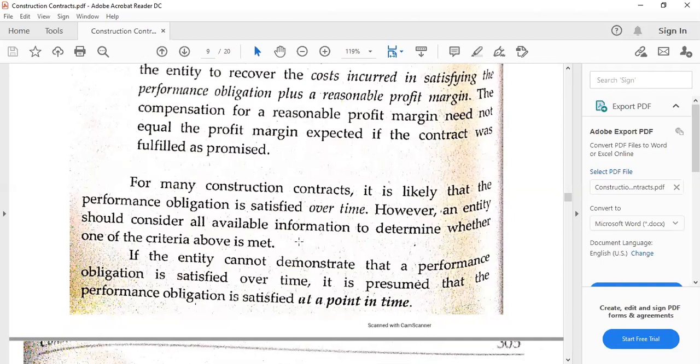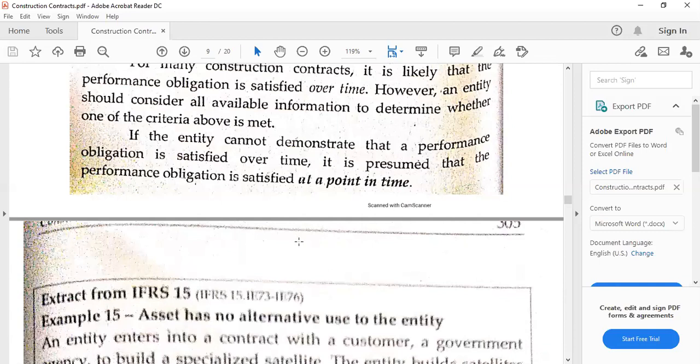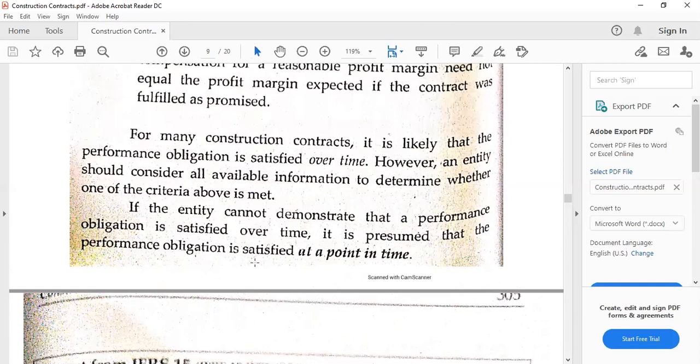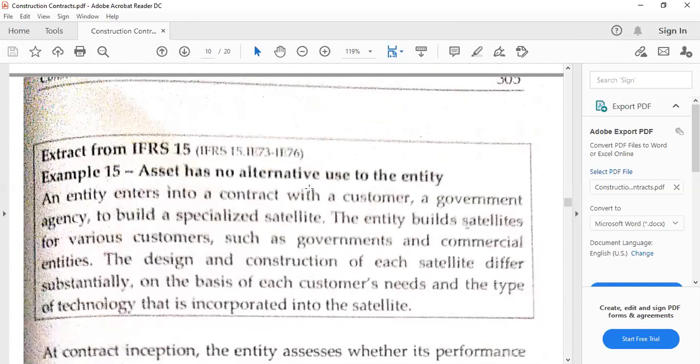However, we have to analyze the surrounding factors to see if all conditions are met, because so far, if there are two items, all of them should be met. In identifying the contract with the customer, it says there that all criteria should be met also. Otherwise, it is going to be assumed it is at a point in time. So initially, over time, if you do not comply with all criteria, then at a point in time.